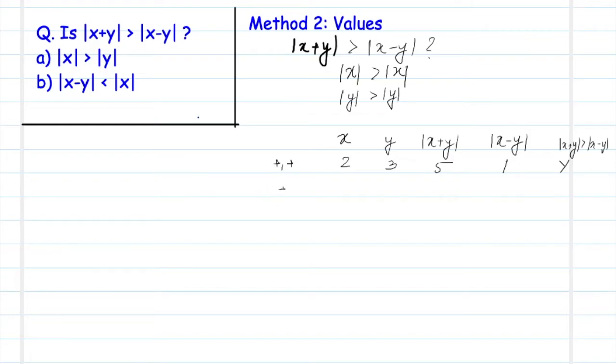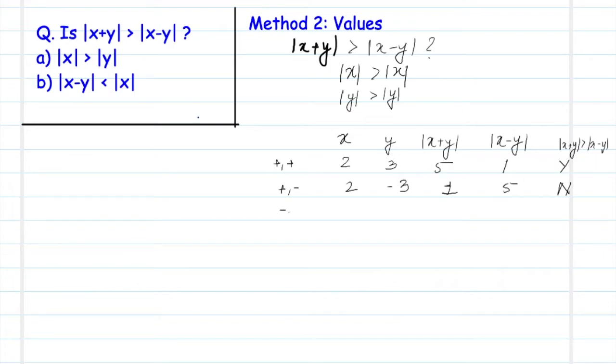Now I will make one value negative. I'll keep the same numbers but change the sign for y to minus 3. So x plus y becomes minus 1, which means mod x plus y is 1. The x minus y becomes 5. So the answer is no. Okay. Now let's take another value.